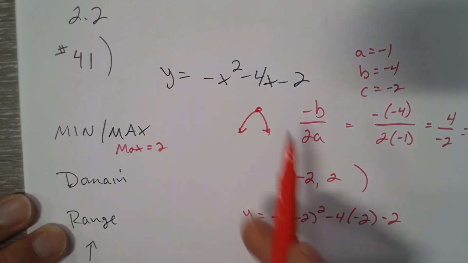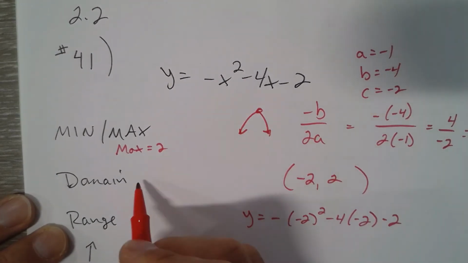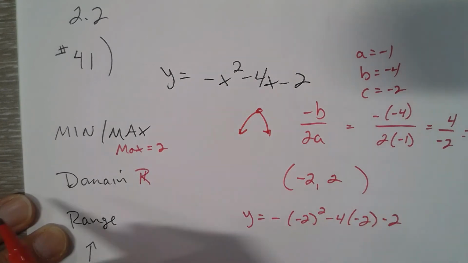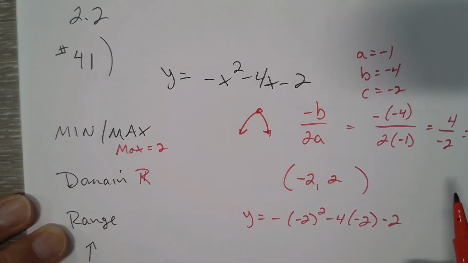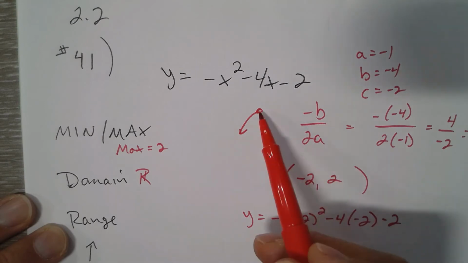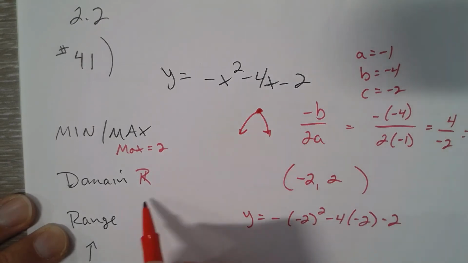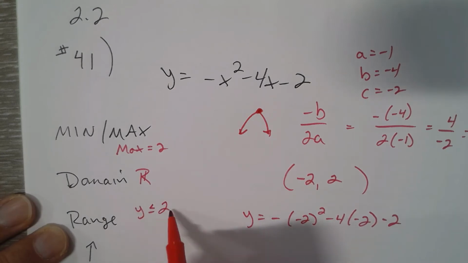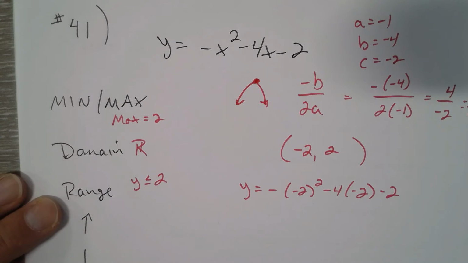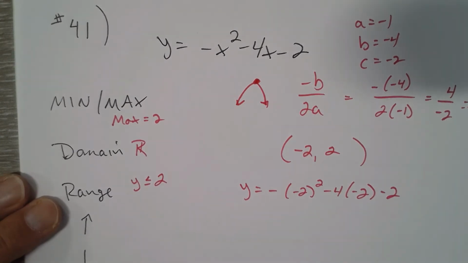The domain, there's no restrictions on the domain, so it'd be all real numbers, goes forever to the left and forever to the right. And then the range, since it opens down and it has a maximum of 2, the range means that all y values are going to be less than or equal to 2. Alright, so that's as much as you could have done.